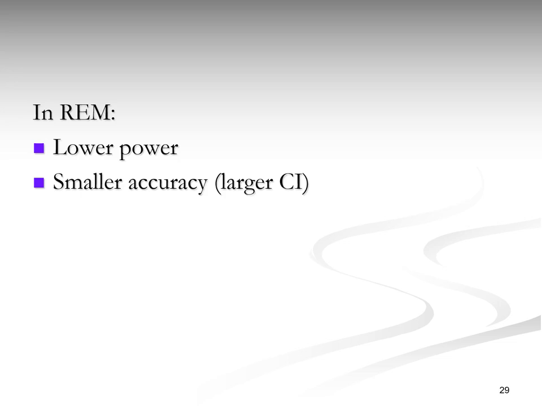You may wonder, this is not what we want. So why not use a fixed effects model? The reason is simple. The fixed effects model is only appropriate if population effect sizes are exactly the same. So if population effect sizes are not the same in all studies, then the results of the fixed effects model are simply wrong.